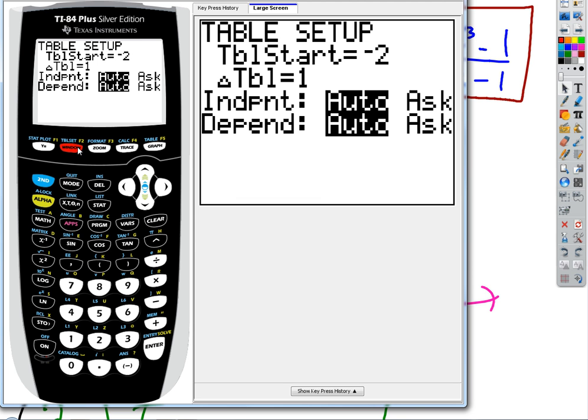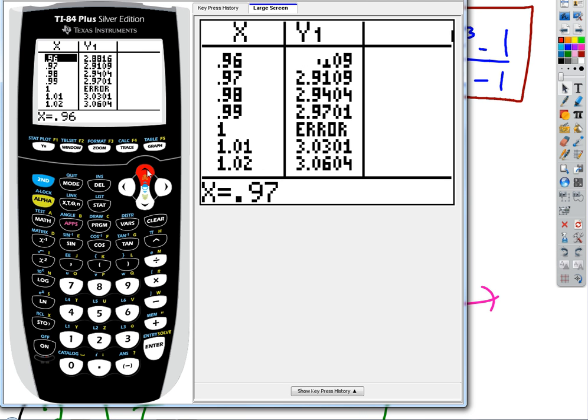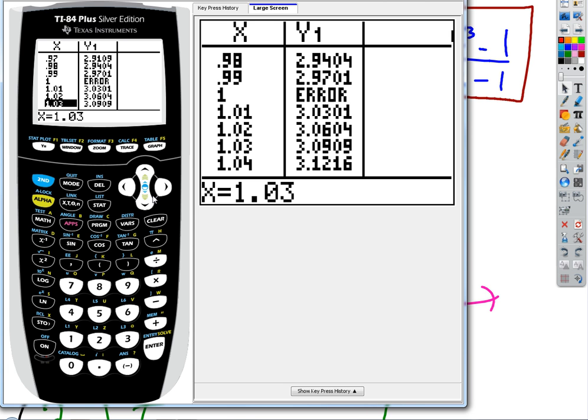If I go back to my table here, I'm going to put the start value at 1, and let the incremental values on the table, instead of going by ones, go by 0.01s. If I look at my table now, we can trace the progress. As the x values approach 1 from the left, meaning from values less than 1, the y values are pretty clearly trying to get to 3, aren't they? As x approaches 1 from the right, from values bigger than 1, the y values are decreasing towards 3. And so we can track the answer either way, graphically or numerically using a table.